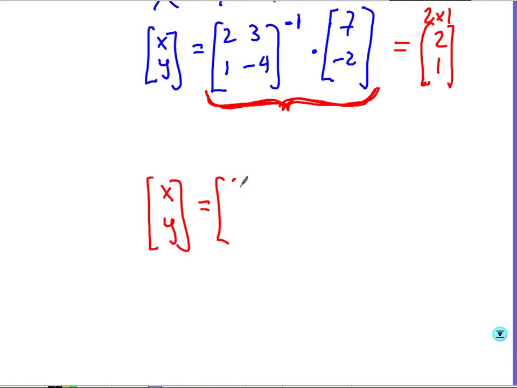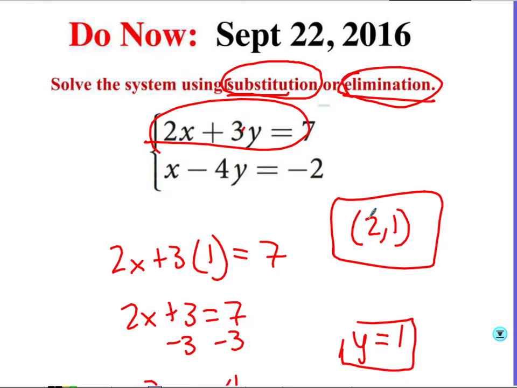So if we put these side by side, can you see how we can get our answers for x and y? X is going to equal exactly what is in the first row, first column, which is 2, and y is going to be equal to exactly 1. When we solve this using substitution, it's exactly what we got here.